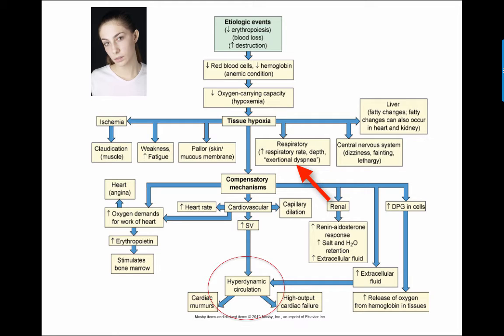They have exertional dyspnea. When your body is hypoxic initially, the first compensatory mechanism that kicks in is increased respiratory rate and depth. So you'll have patients who will be tachypneic because that is simply trying to provide more oxygen to the patient. You then start to have more compensatory mechanisms where you have a cardiovascular response.